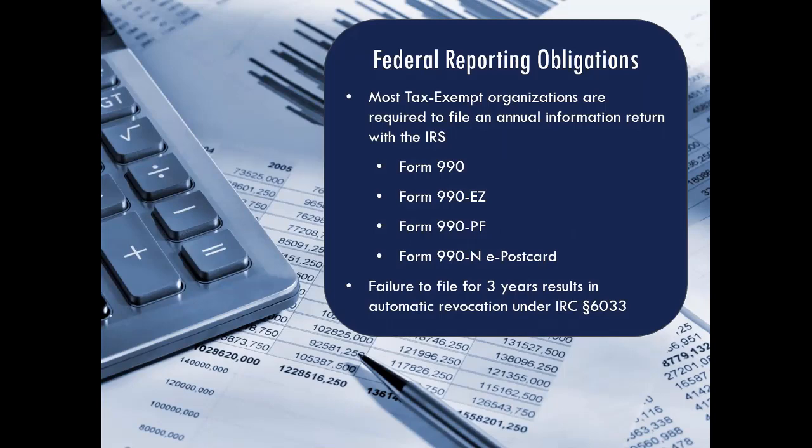It unfortunately results in automatic revocation after 3 years, and where it would have been very easy for a smaller organization to keep up that 990-N e-postcard filing, they're now saddled with going through all the hoops of applying for retroactive reinstatement and completing the forms to resubmit and reapply for tax-exempt status.